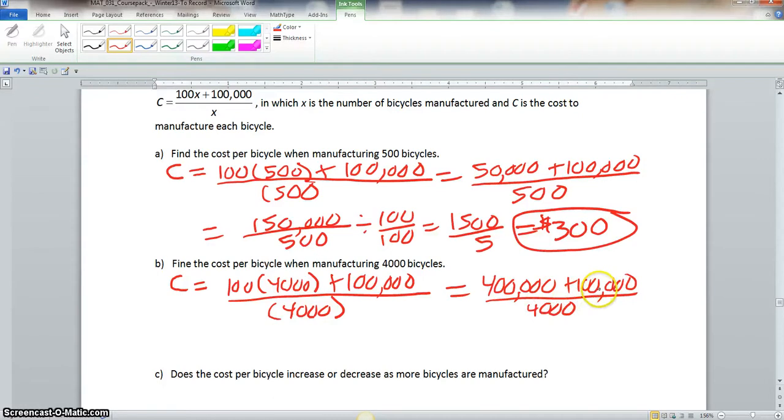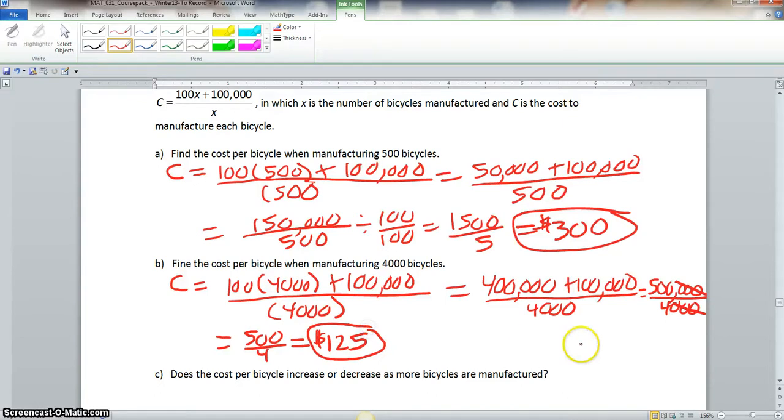Now 400,000 plus 100,000 we know will give us 500,000 all over 4,000. Now we know that we could divide this numerator and denominator by 1,000, so that would get rid of these last 3 zeros. So we will have 500 divided by 4. Now when you put that in your calculator, it'll end up being $125. So if you notice, the price is going down.